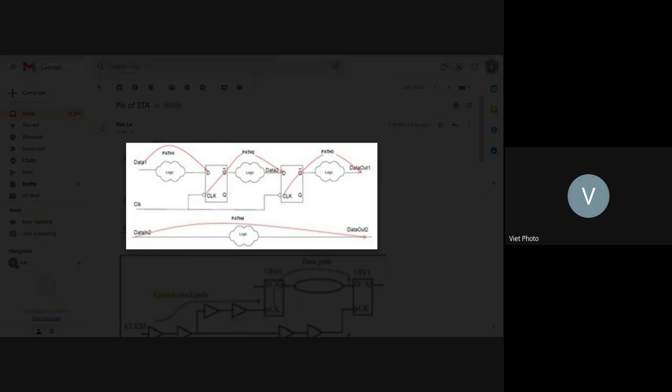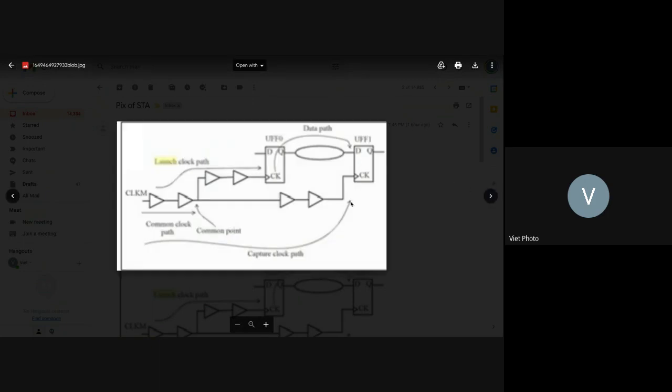So this is to present to you, so now you understand what timing part we talk about. The next one will be here, the capture clock and the launching clock.